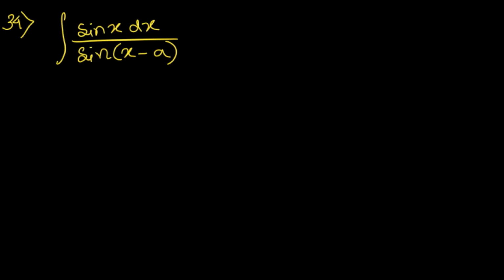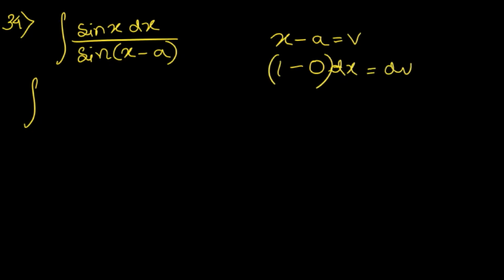4. Integration of sin x dx by sin x minus a. So if we take x minus a as v, substitution formula, we are left with 1, and a is constant, so obviously 0. On differentiating both sides, it gives dv. So 1 is equal to dv by dx.